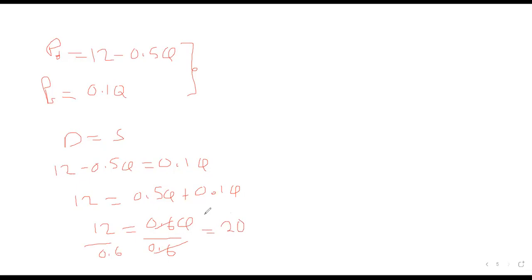So how do we find the P? Substitute them in any of them. You can put it here. 0.1 times 20. What do we get? We get a 2. So to sketch it, since this one has no intercept here, supply will be like that, demand will be like that.